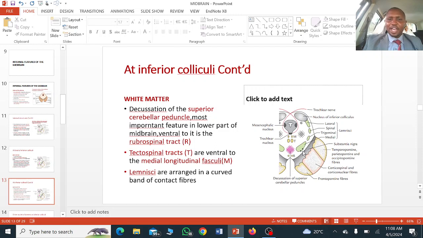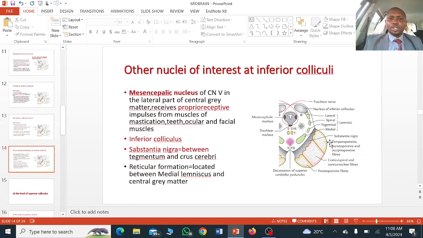Then you have the lemnisci, which are arranged in a curved manner here, and we have the lateral, the spinal, the trigeminal, and the medial lemnisci. So we also have other nuclei at the level of the inferior colliculus, such as the mesencephalic nucleus of the trigeminal nerve, which enters part of the central gray matter and receives proprioceptive impulses from the muscles of mastication, teeth, ocular, and facial muscles.